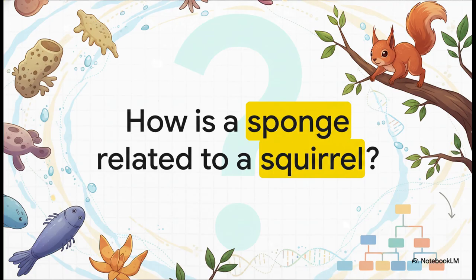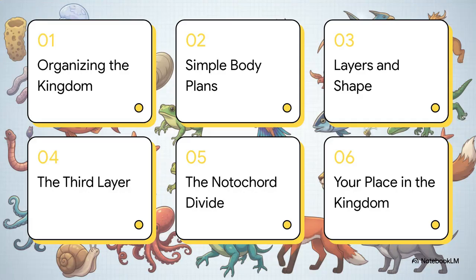The secret to how they're related is in tracing the big evolutionary inventions that separate them. So let's dive in and see how it all connects. All right, so here's our roadmap. First, we're going to see how scientists managed to bring some order to this incredible chaos. Then, we'll literally build an animal from the ground up, starting with the simplest blobs, then adding layers and some actual shape. From there, we'll look at the invention of complex internal parts, and finally, we'll cross the great divide that puts us on our branch of the tree. And at the very end, we'll see exactly where you and I fit into this grand picture.